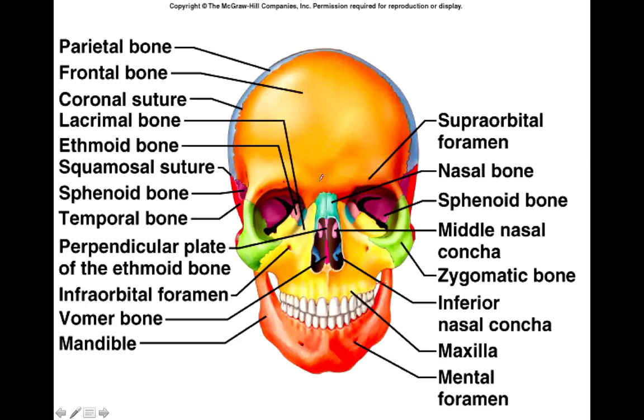So here's the frontal bone, and the one feature we need to look at is the supraorbital foramen. So that's the one thing you're going to have to identify in the frontal bone. So you should be able to identify the frontal bone and the supraorbital foramen. It's a pathway for nerves and blood vessels to exit and enter, I should say, the skull.